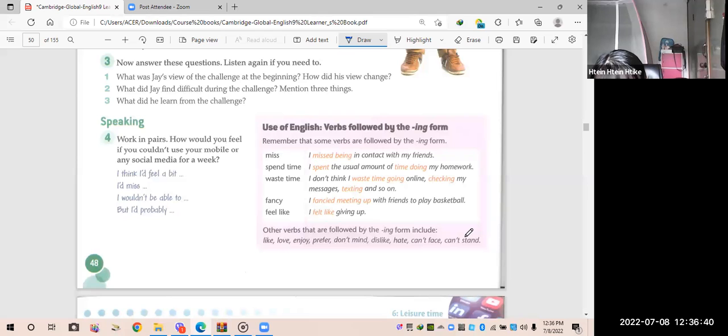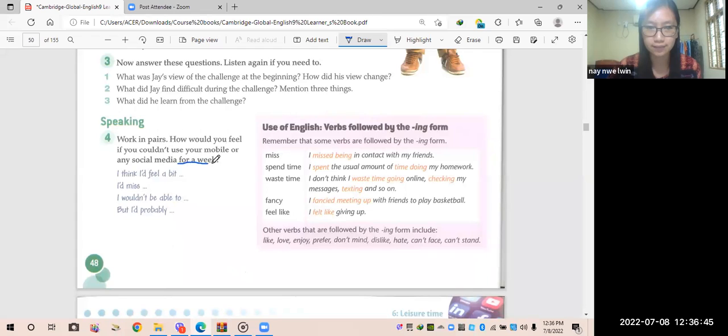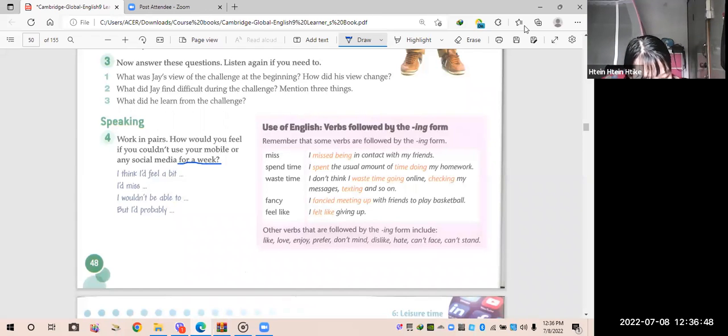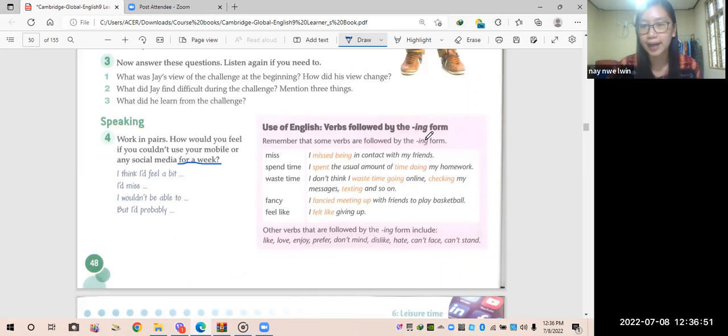A week, or a week. And you can use the verb followed by ing. I think we have talked about that in Global H, right? I miss being, or I spend time doing something, or I waste time checking, I fancy meeting up, or I feel like giving up. So you can use some of the verbs with verb ing. You can use these words too, like, I love, I enjoy, I prefer, I don't mind, I dislike, I hate, I can't stand.